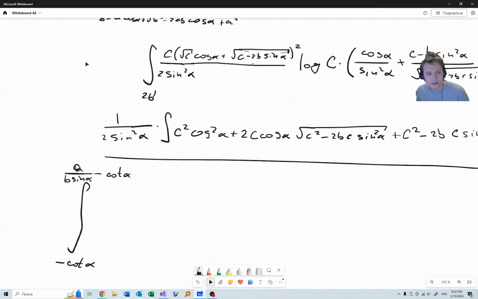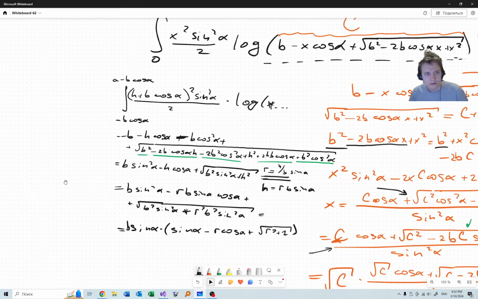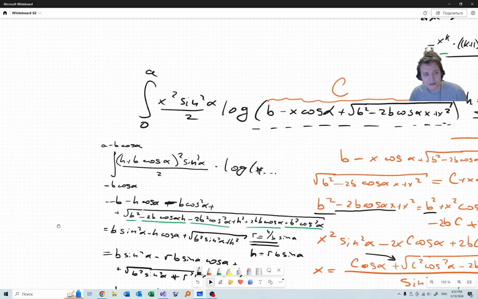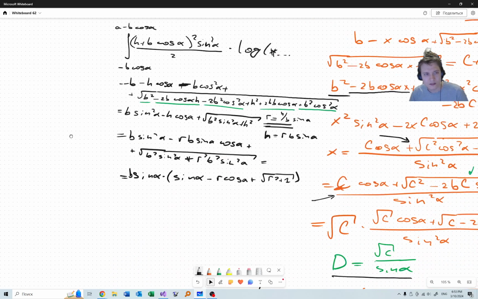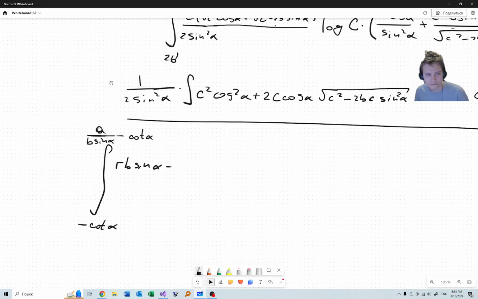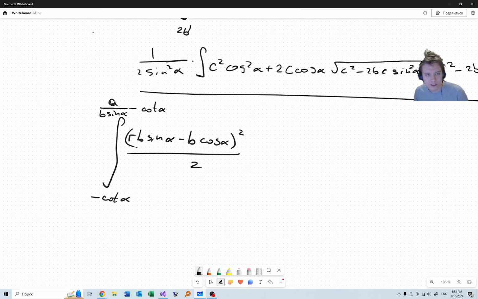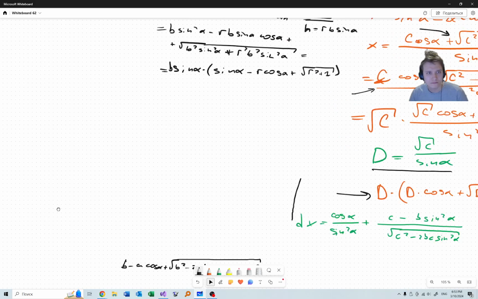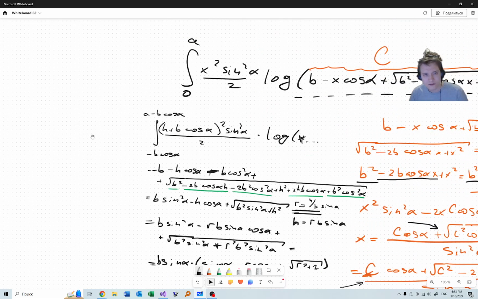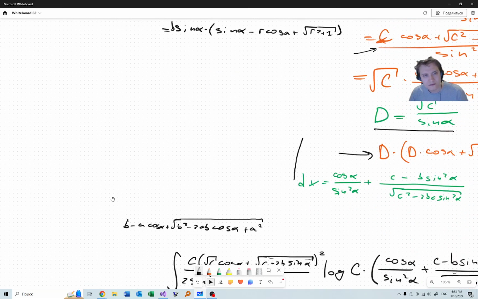So we have rb sine alpha minus, plus, b cos alpha squared over 2 plus, not minus, plus b cos alpha squared times sine squared alpha.